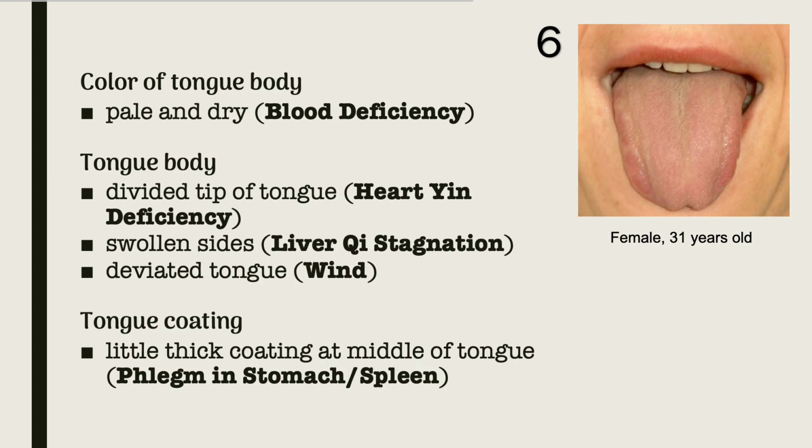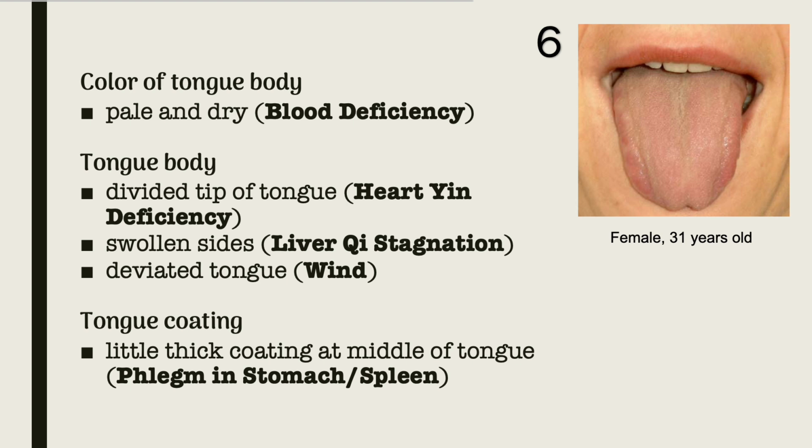Tongue number 6 is that of a 31-year-old female. Color is pale and dry, so this is really blood deficiency. And if you look at the tongue body, we notice a divided tip of the tongue. This is heart yin deficiency. The sides are swollen, very indicative of liver qi stagnation, and the deviated tongue tells us a lot about wind.